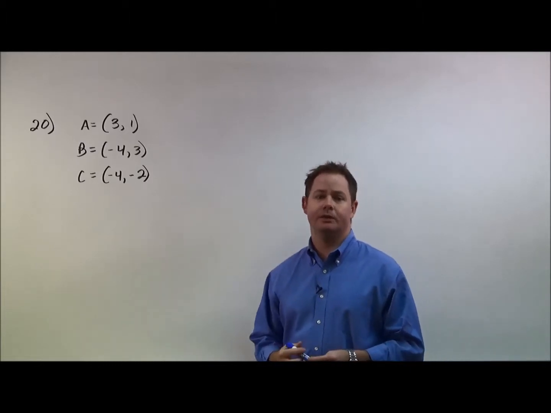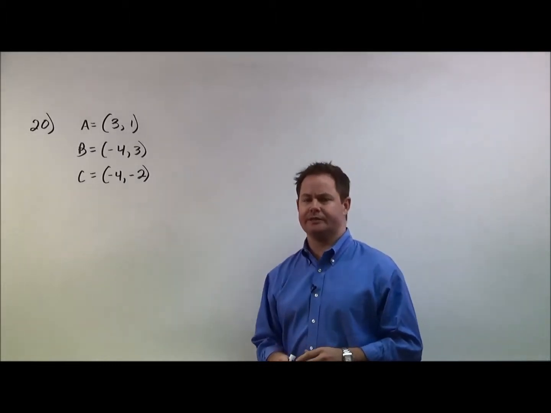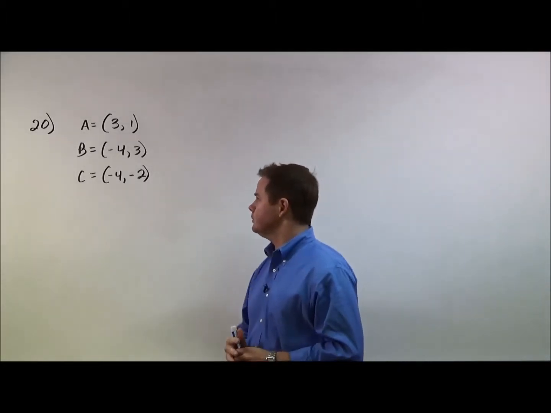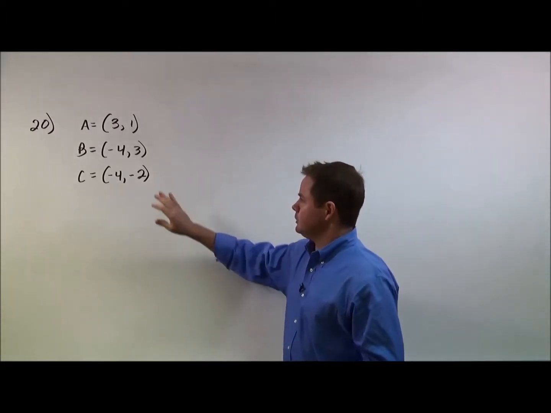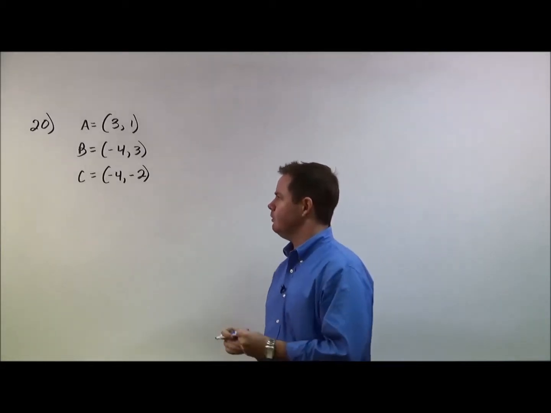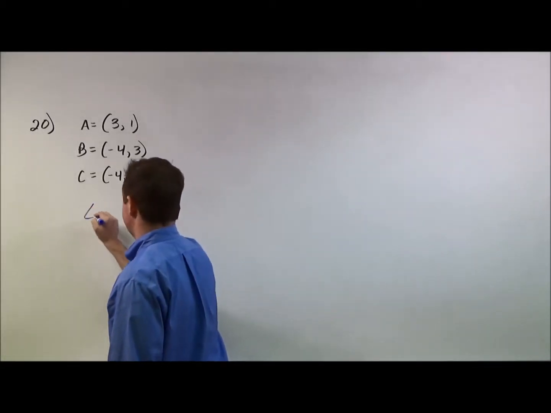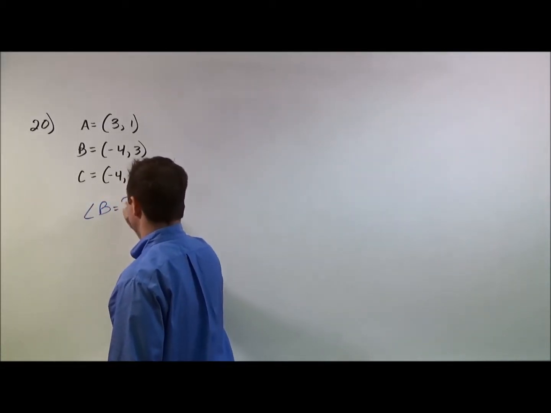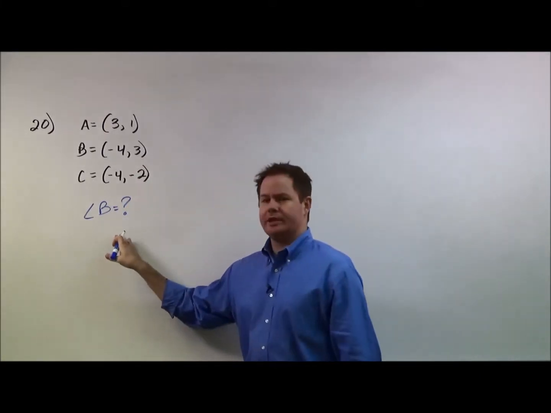This is from a worksheet in review for a practice test from one of my students. And the question gives us three coordinates, A, B, and C. And right now they want to know what is the angle measure at vertex B of this triangle. So that's what we're looking for.